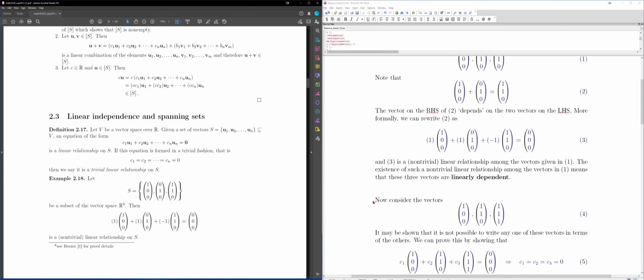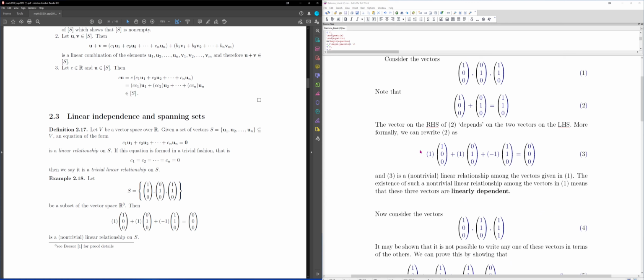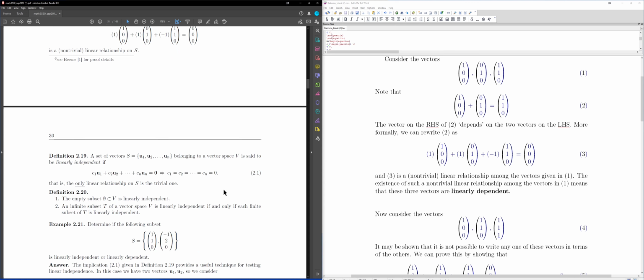Okay, so once I have these vectors, if I have a non-trivial linear relationship, in other words, these scalars aren't all zero, and I still get the 0 on the right-hand side, then this is a non-trivial linear relationship. And once you have a non-trivial linear relationship, what that means is that by definition the vectors are going to be linearly dependent. So the vectors are, if you want, dependent on each other.